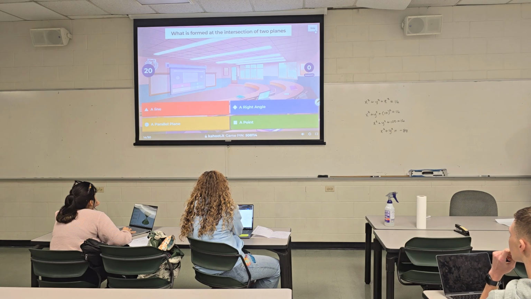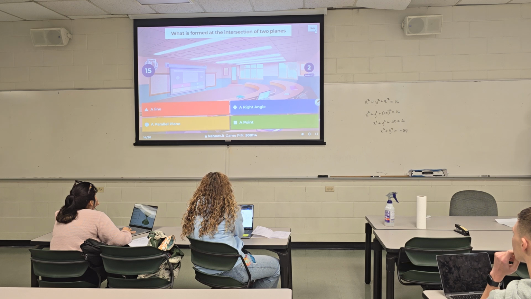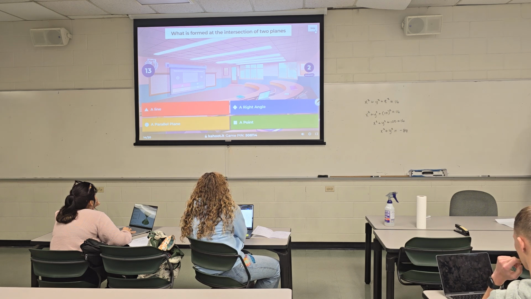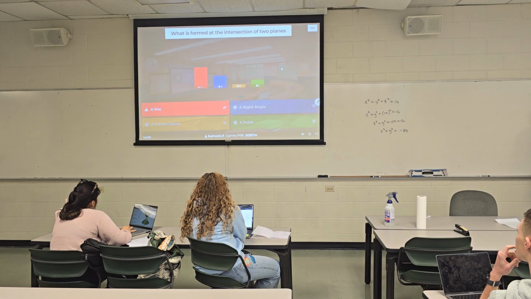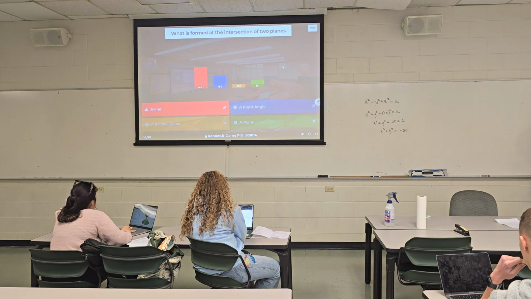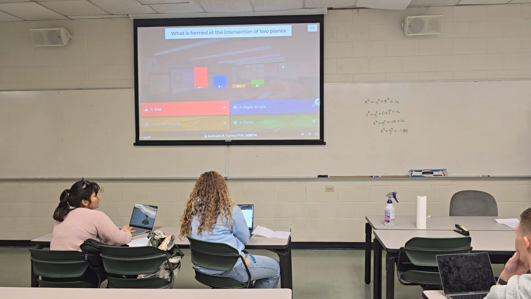Intersection, two planes. As far as intersection, if you have two planes that intersect, you get a line.